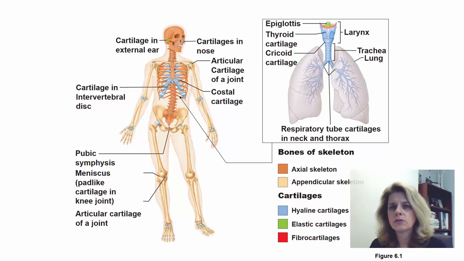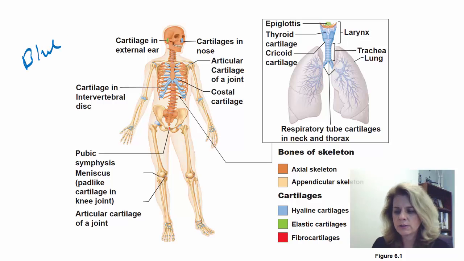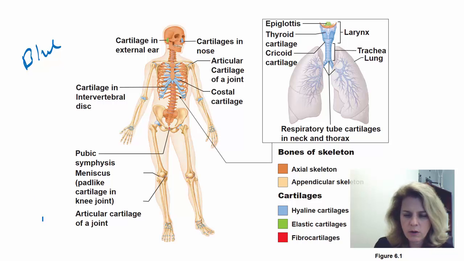All right, so here's a picture of the skeleton and the cartilages associated with them. We've got three colors. The blue is going to be your hyaline cartilages, okay? The green is your elastic cartilages, and your red is the fibrocartilages. So let's go with our blue first.